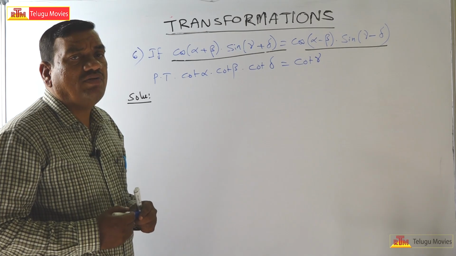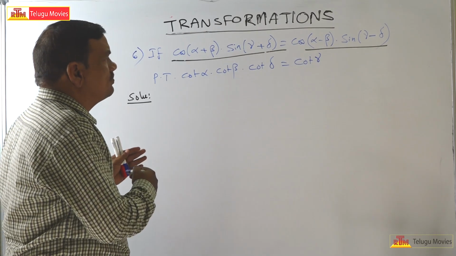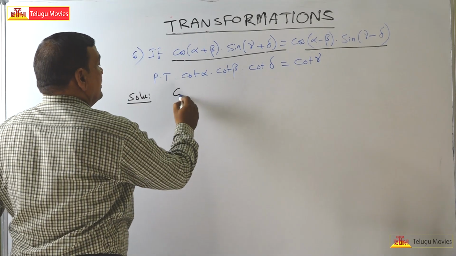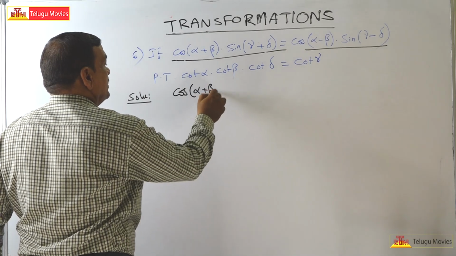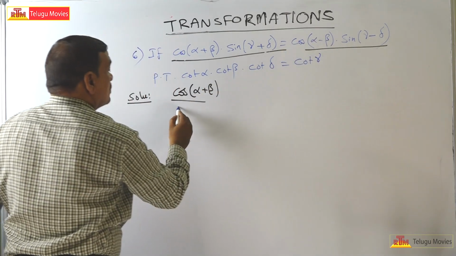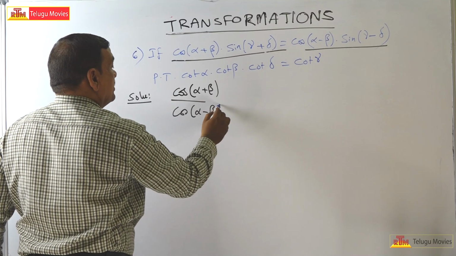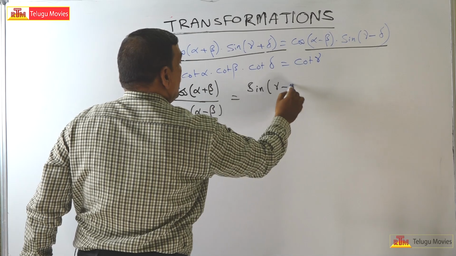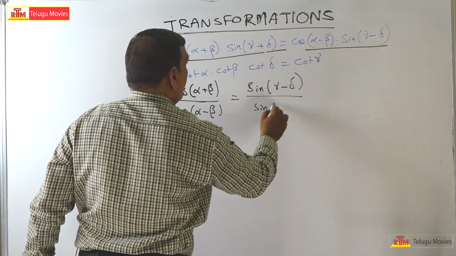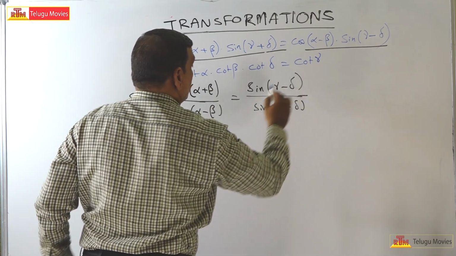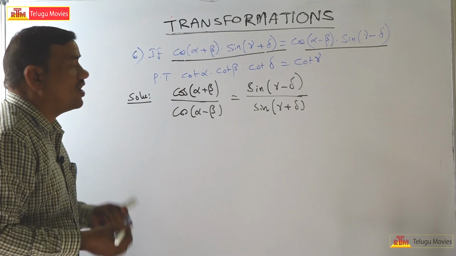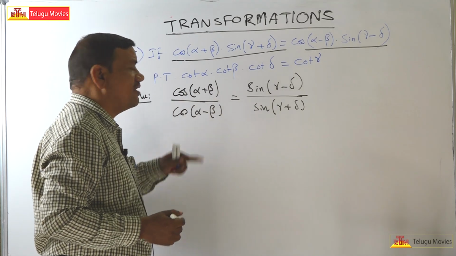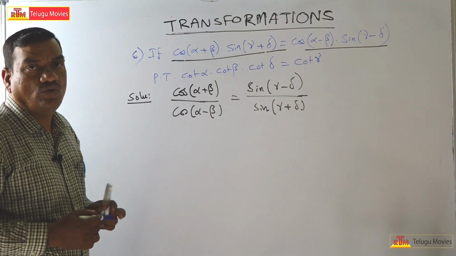Now how to think? Generally I will do one thing: bring all cosines to one side, all sines to one side. That is the first idea you have to get. So cos(α+β) by cos(α−β) is equal to sin(γ−δ) by sin(γ+δ). Here if I expand cos(A+B), cos(A−B), nothing doing, you won't get anything.